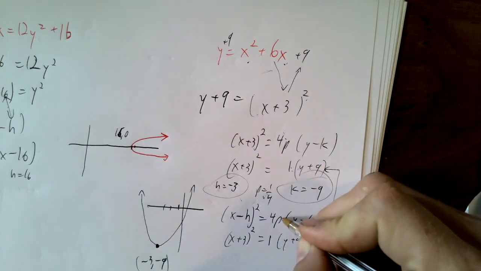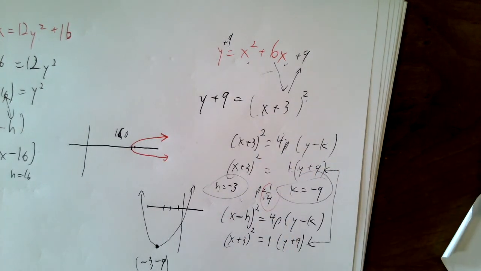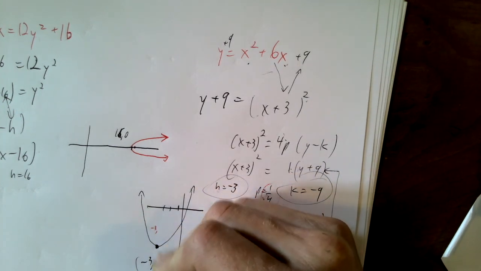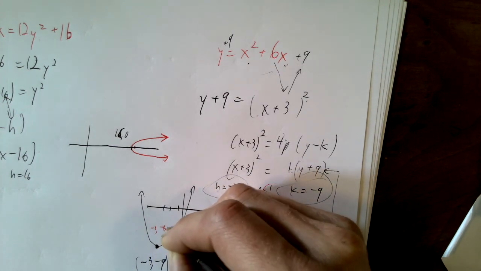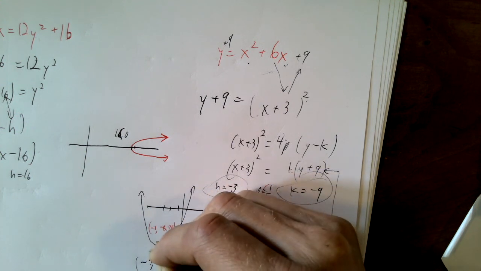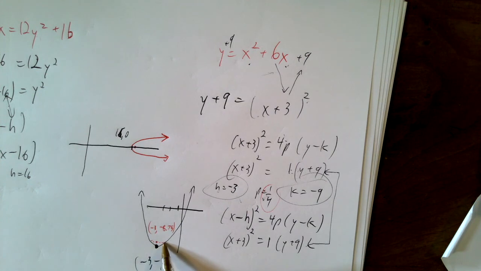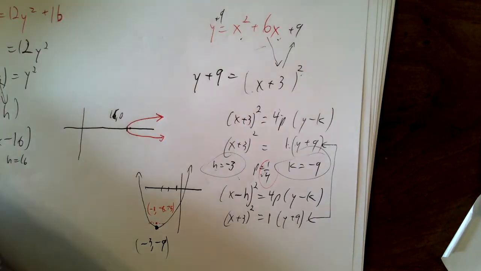And the focus is just up 1/4 from that, because we have p equals positive 1/4. So negative 3, negative 9 plus 1/4 would be negative 8.75. That would be the focus point on that. It would be 2 times p, or 1/2 a unit over in either direction if you wanted those values. So that's the vertex and focus for that one. That's some of the work that it takes to get the equation written into the right form to read that stuff out. All right.